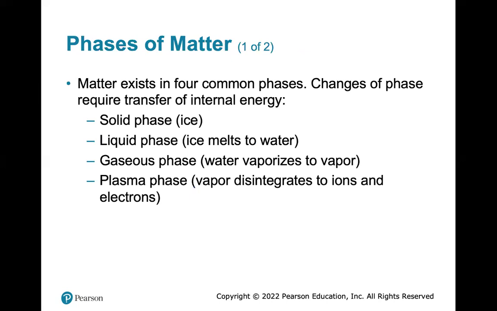We have the solid phase. You can think of ice, liquid phase, ice melts to water, gaseous phase, water vaporizes to vapor, and the plasma phase. Vapor disintegrates to ions and electrons. We don't deal with plasma much. We won't really discuss it in this chapter, but plasma is what you get in a fluorescent bulb. The gas becomes ionized and it glows. But we're not going to talk about plasma in this chapter.